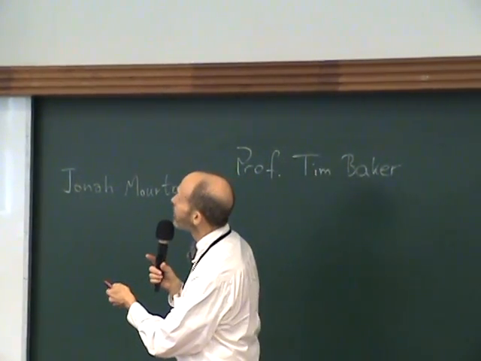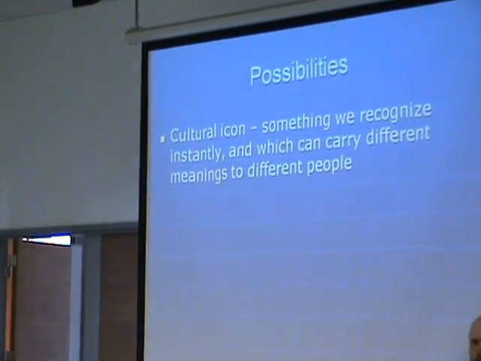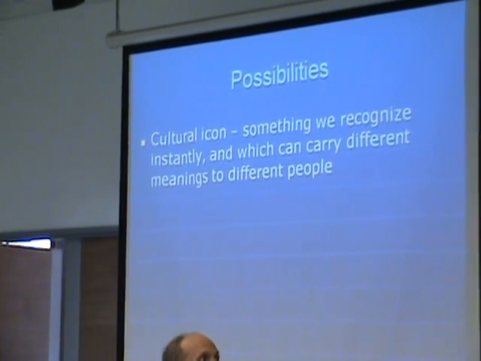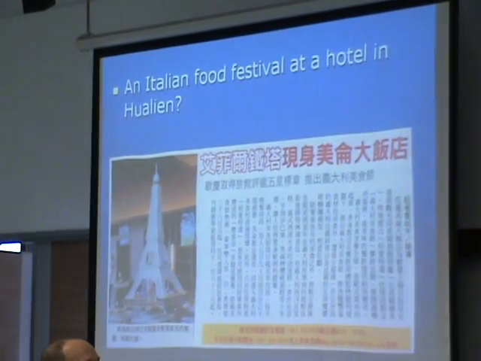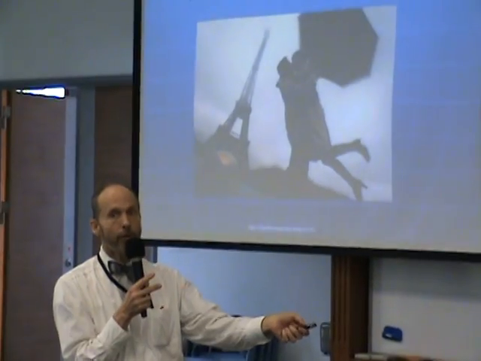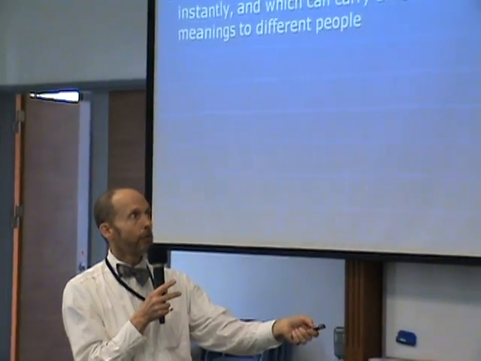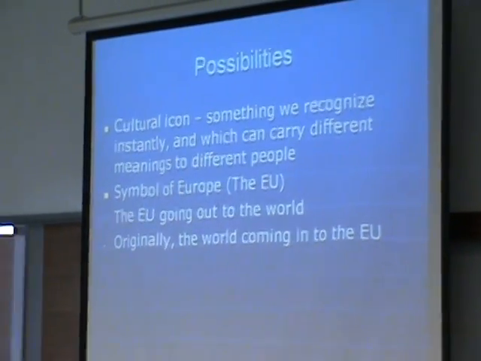This is a cultural icon, and we have thoughts and feelings about it that come up right away without even thinking about it, and they have different meanings to different people. So it means one thing here, and it means another thing there. Now, in addition to the cultural icon, we can say it's a symbol of all of Europe. Not just Paris, not just France, but Italy, the whole EU.